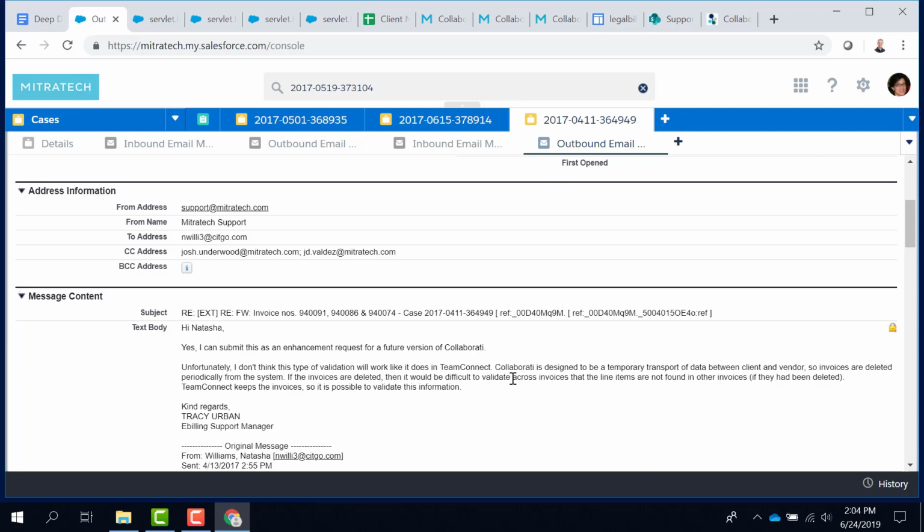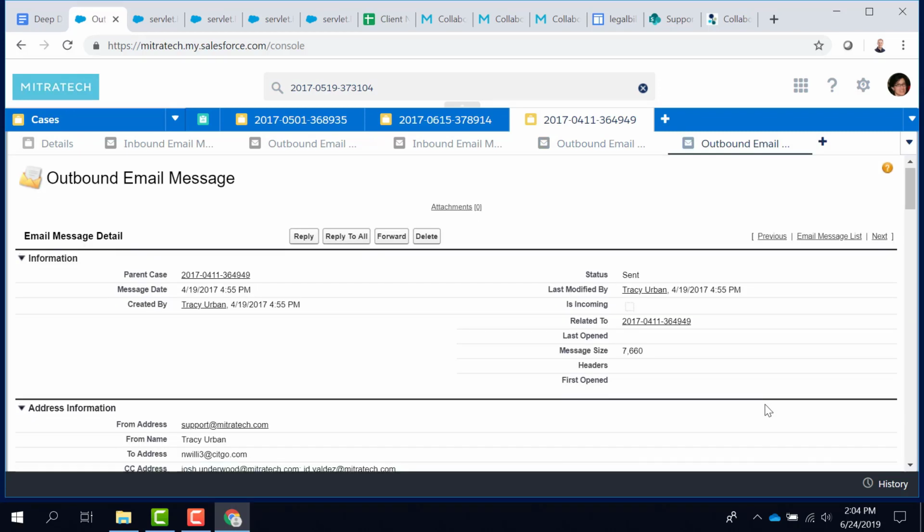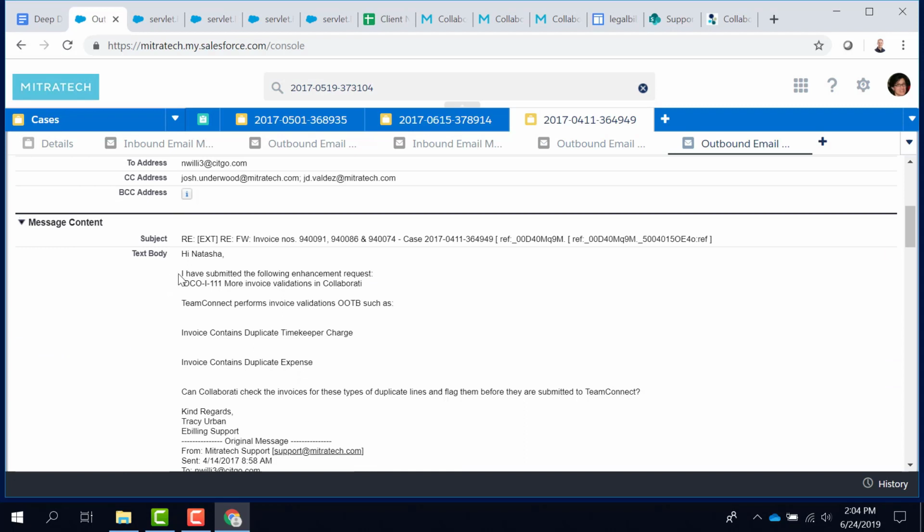Unfortunately, I don't think this type of validation will work like it does in Team Connect. Collaborati is designed to be a temporary transport of data between client and vendor, so invoices are deleted periodically from the system. If the invoices are deleted, then it would be difficult to validate across invoices that the line items are not found in other invoices because the invoices had been deleted. Team Connect keeps the invoices, so it is possible to validate this information. And then I submitted an enhancement request.